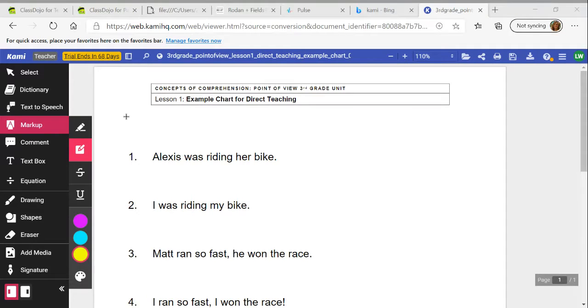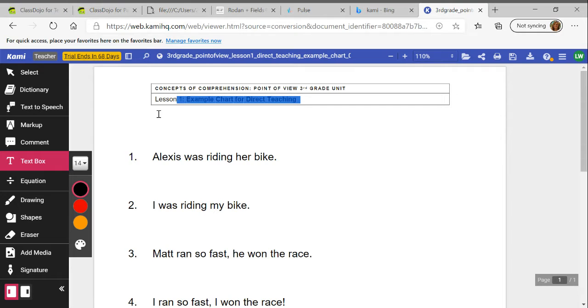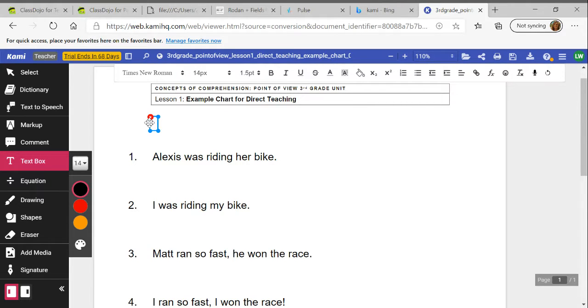Readers, today we're going to be looking at point of view, and we're going to focus in on first person point of view. First thing we're going to do here is talk about first person point of view. First person point of view is when the reader is talking about themselves.